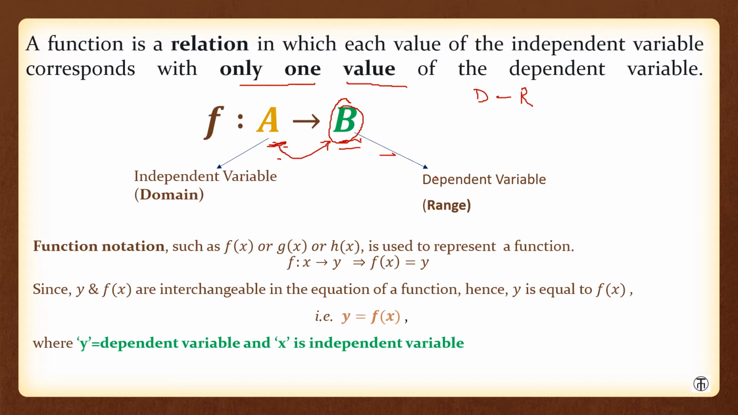Function notations can be f of x, g of x, h of x, s of t, h of t, g of y. Anything can be represented as a function. For example, f such that x to y. So a function from x to y can be written as f of x equals y. And because y and f of x are interchangeable, we can write it as y equals f of x, where y is the dependent variable and x is the independent variable.